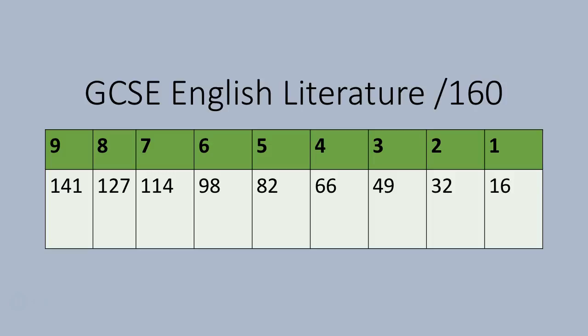And the 114 for the 7 is still pretty high. So literature is always historically that little bit harder, because students historically do that a little bit better on the papers. So the marks might look a little bit more daunting here for literature.